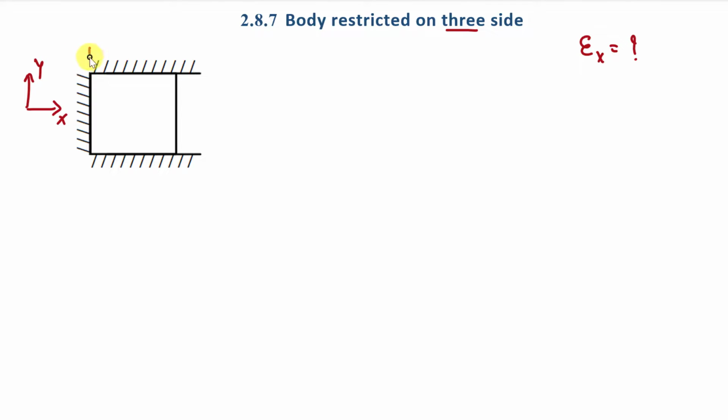Now here this dimension of this body is, let's say, L, and this dimension of body is also, let's say, L, and we are going to increase temperature of this body by delta T. Now what will be the value of change in dimension of this body in this direction, and what will be the value of strain in x direction?